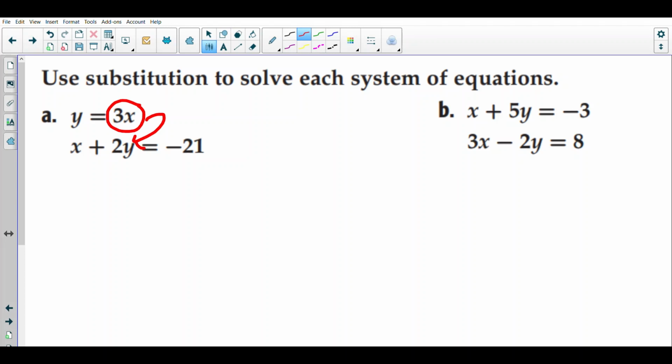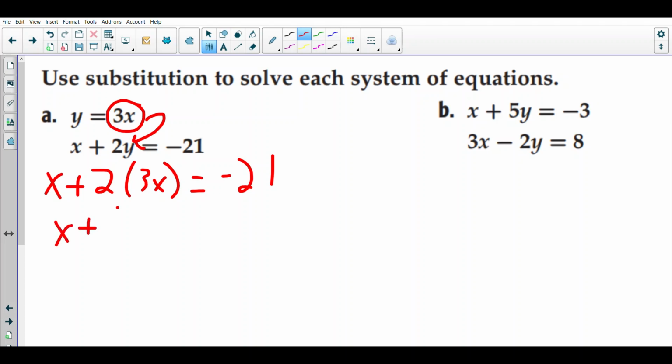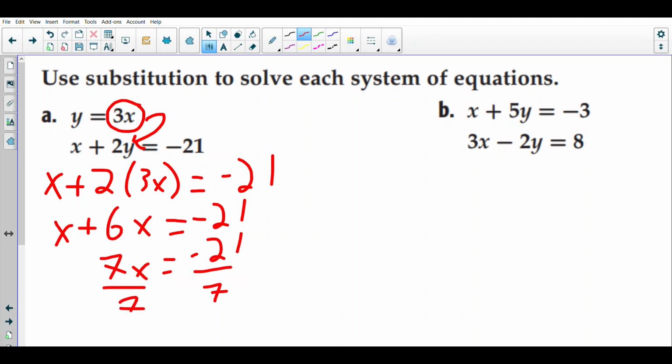So now my new equation becomes x plus 2 times 3x is equal to -21. I took y out and I'm putting 3x in, because they're the same. Now all I have to do is simple algebra. So I have x plus 6x is equal to -21. x plus 6x is 7x is equal to -21. Divide by 7 on both sides. So I get x is equal to -3.